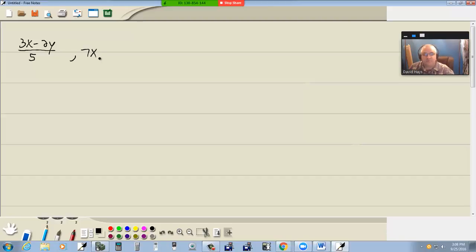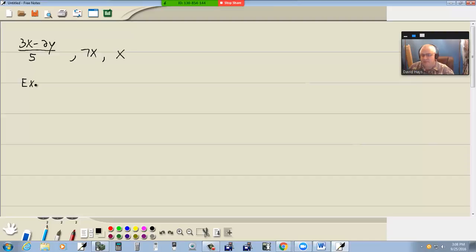7x, as weird as it seems, would be an algebraic expression. So there's some kind of math operation being done, and you've got variables. Technically, x would be an algebraic expression. That's 1 times x. Now, some things we do with algebraic expressions is we evaluate them.